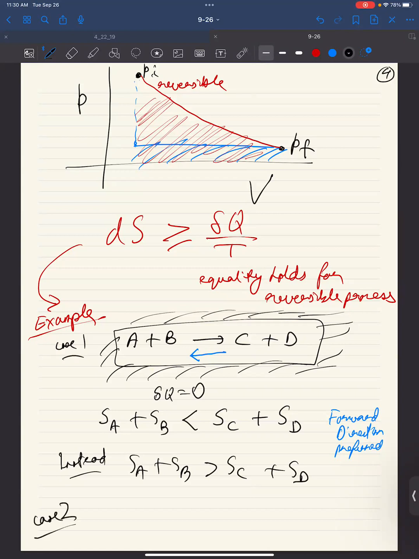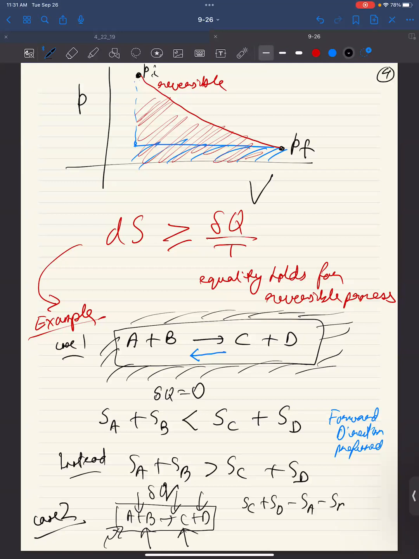We could think about case 2, where it's not an isolated system, right? You have a reaction happening in this container, but now you can give some heat to it, which is in many typical chemical reactions, right? You're heating the system. You can do the same thing now. What you need to do now is to compare SC plus SD minus SA minus SB with delta Q by temperature. If this holds true, then the forward direction will happen, right?